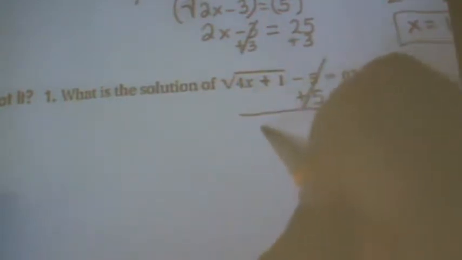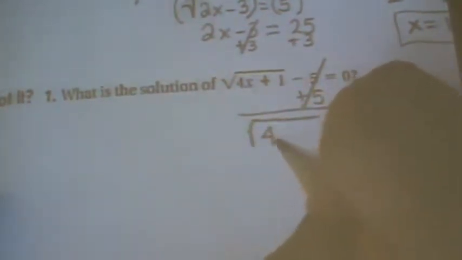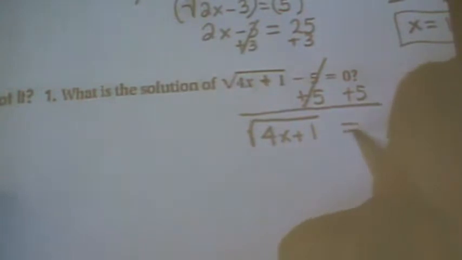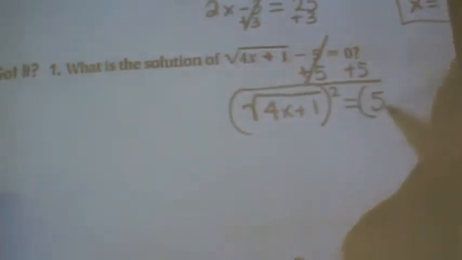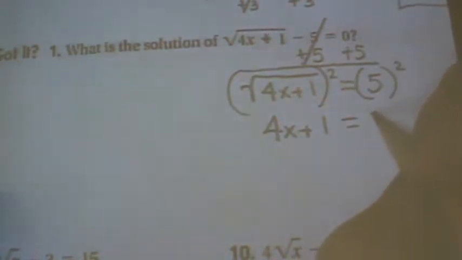Add 5 to both sides. And then what? What's the index? It's a 2, so what do I want to do to both sides? Because it's a 2, I want to square, not cube, both sides if the index is a 2. So I've got 2 of these 4x plus 1s, so I can get rid of that radical now. What's 5 squared? 25.